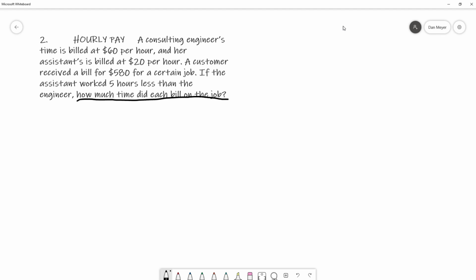All right, let's think about how we can get the job done without doing anything super fancy here. The point is we have 2 variables. I'm just going to use X and Y. X is the time billed by the engineer, and Y will be the time billed by her assistant.